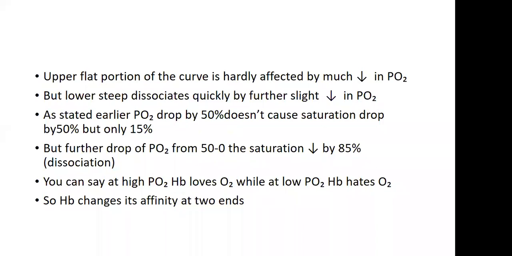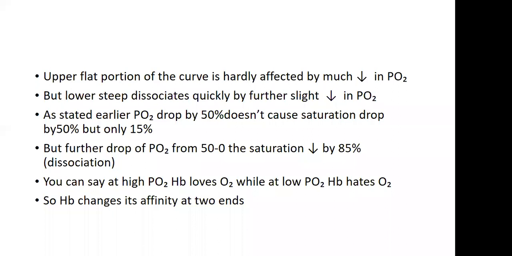But further drop of the PO2 from 50 to 0, the saturation will go down by 85%. यानी अब वो तेज हो गया. पहले 50 partial pressure हमने decrease किया, it caused only 15% dissociation. और आखिरी 50 जब हमने किया तो there is 85% decrease. So remaining 85% is also lost, dissociated. This was the portion exercise में इस्तेमाल होता है, that is the steep one, the lower portion.